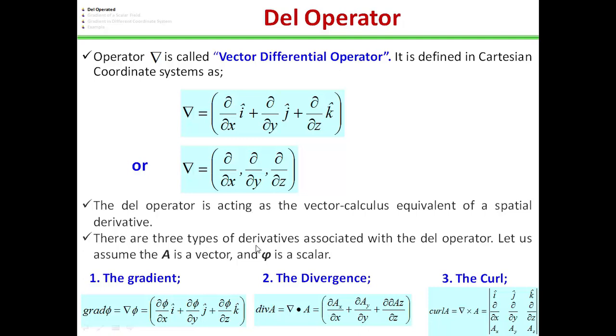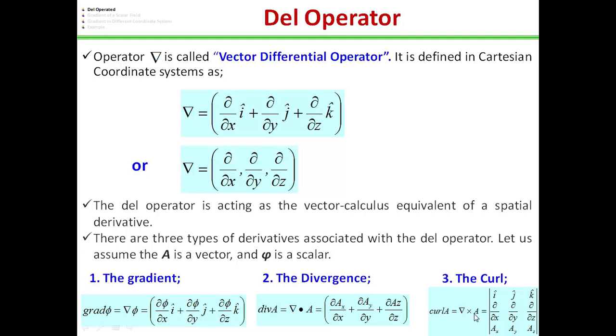There are three types of derivative associated with the del operator. Let us assume A is a vector quantity and phi is a scalar quantity. So the gradient of the scalar quantity, del phi, is equal to del phi by del x i cap plus del phi by del y j cap plus del phi by del z k cap. Del of a vector quantity is known as the divergence of A, and it can be written as del dot A. In Cartesian coordinates it is written as del by del x Ax plus del by del y Ay plus del by del z Az.